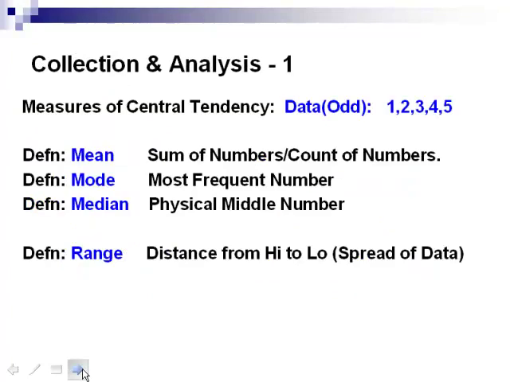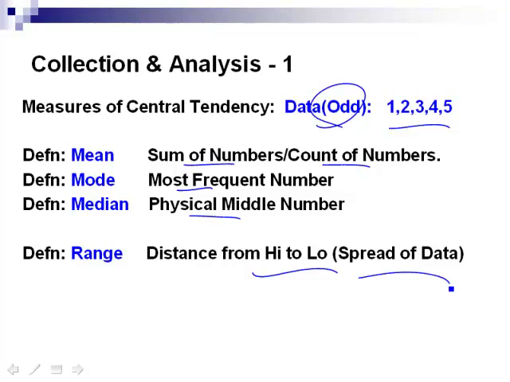Now, let's take a look at a very simple set of data and take a look at the mean, mode, median. We can almost just tell the information about it. Now, the data in this case is odd, and the data is 1, 2, 3, 4, 5, a little simple thing. Now, the definition for mean: it's the sum of the numbers divided by the count of the numbers. The mode would be the most frequent number, in case we had a whole bunch of them, which one showed up the most. And the median would be the physical middle. We would just spread them out and then put our finger on the one in the middle. The range, of course, is the difference between the high and the low, and it's the spread of the data.